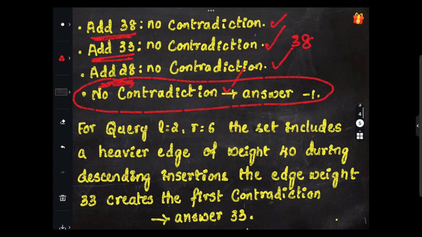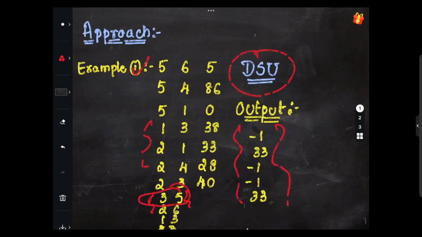So next, let's consider the second query. Now we have 2, 6. If we consider the first, we have got -1. Now we have the idea how we got -1, because there was no contradiction on the weights that they have given. Now we consider 2, 6. So we'll get 33. For the queries 1, 3, 2, 3, and 1, 6, we already have the idea how we got -1, so we don't have to discuss those. For the query 2, 6, we'll be getting 33. So we don't have to discuss the other edges as well, right?